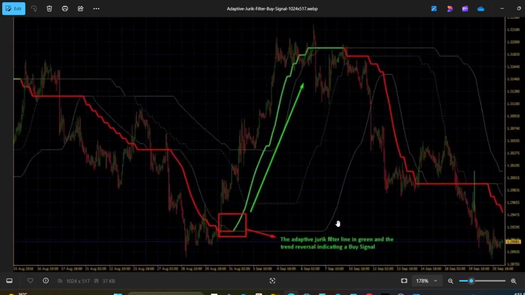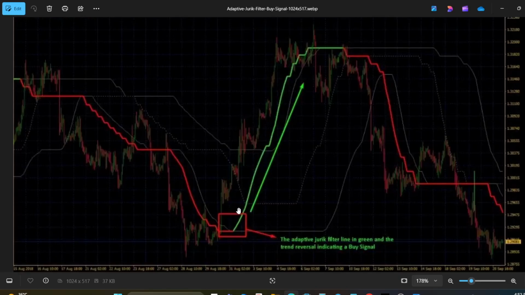One of the main benefits of the filter is its ability to help you identify trends early on. By smoothing out the price action, it helps you see the start of a trend more clearly, like you can see around here when this buy trade was identified on time right before the move.